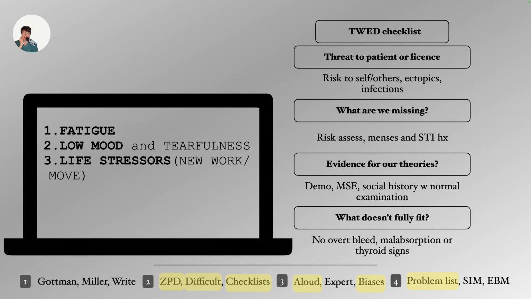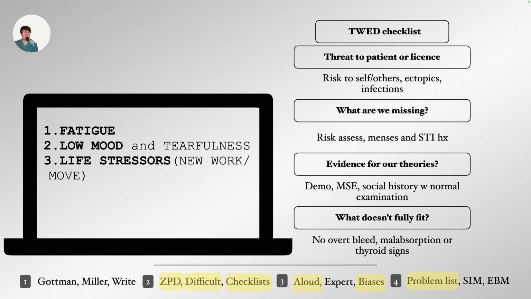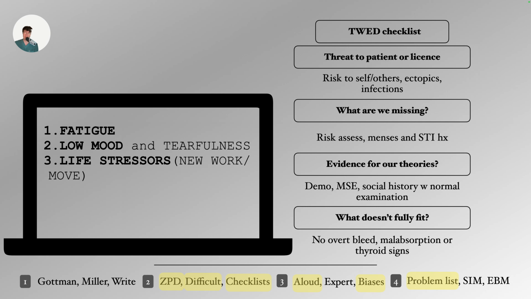What doesn't fully fit here? Well, there's no overt bleeding. There's no signs of malabsorption, so she's not got runny diarrhea or an odd dietary habit. And she doesn't have many, if any, thyroid signs, okay? So some of the greens don't quite fit, okay?